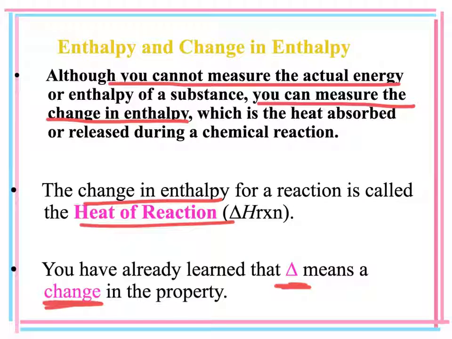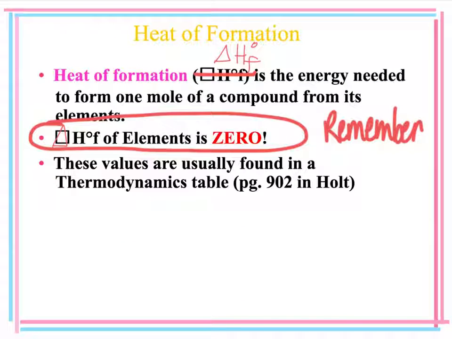And then we'll show that as this little triangle H, which means delta. We say delta H for the reaction. And if you remember from one of the previous lessons, that little triangle delta means change in. So another type of enthalpy is heat of formation. And the heat of formation is the energy needed to form 1 mole of a compound from its elements.